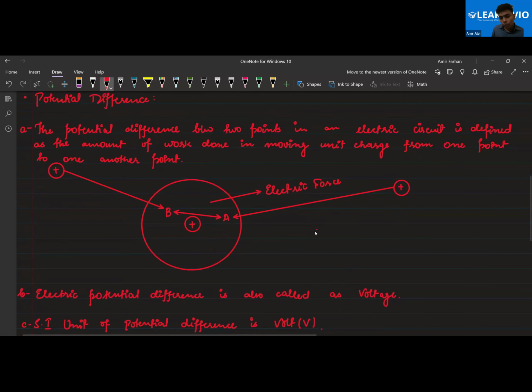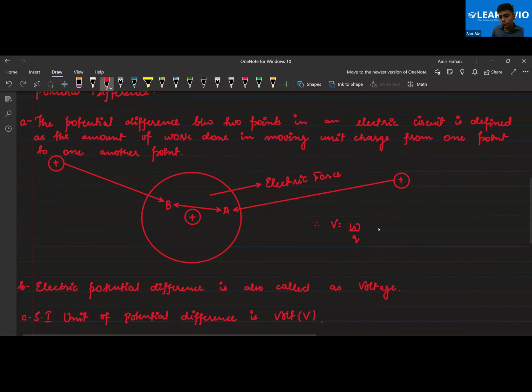One more thing, the formula of the potential difference is V equals W by Q. V is the potential difference, which means it is the potential difference between two points. So V equals V1 minus V2, if V1 is greater than V2, so that I get a positive value. I'm assuming V1 is greater. It is a subtraction of the two potential points.